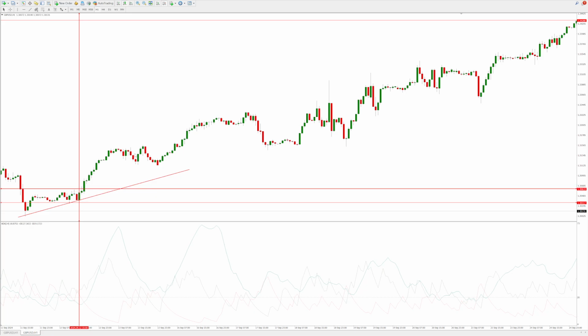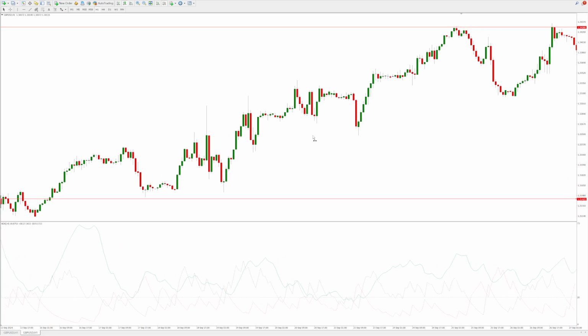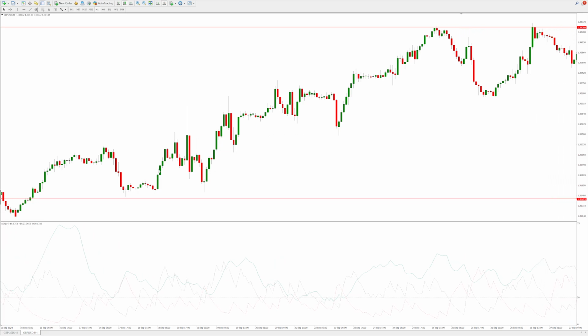What did I say before? Wait for the pullback continuation, stop loss below the low. So the trade hasn't really gone. Could maybe argue that you'd put it here. Trend pullback below the low.